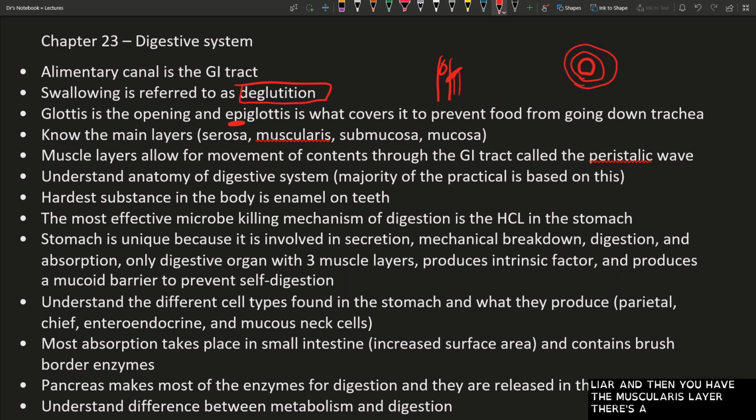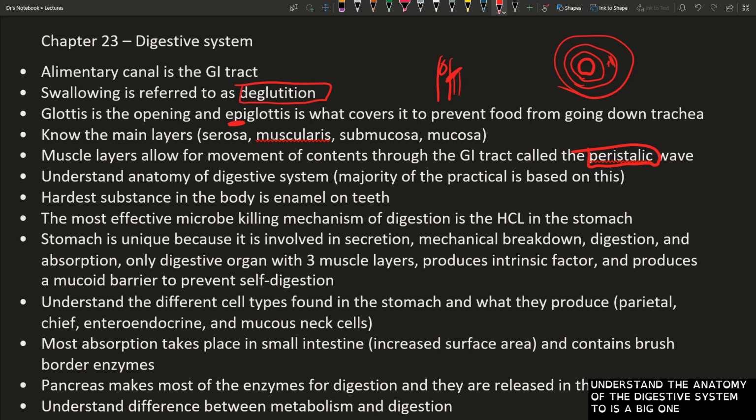There's usually an externa and an interna, where one is running longitudinally and one is running circularly. And then you have the serosa layer on the outside. So serosa, muscularis, submucosa, and mucosa. And then these muscle layers, remember, because one is circular and one is longitudinal, they move the contents of the GI tract via that peristaltic wave, or peristalsis. So then understand the anatomy of the digestive system too.